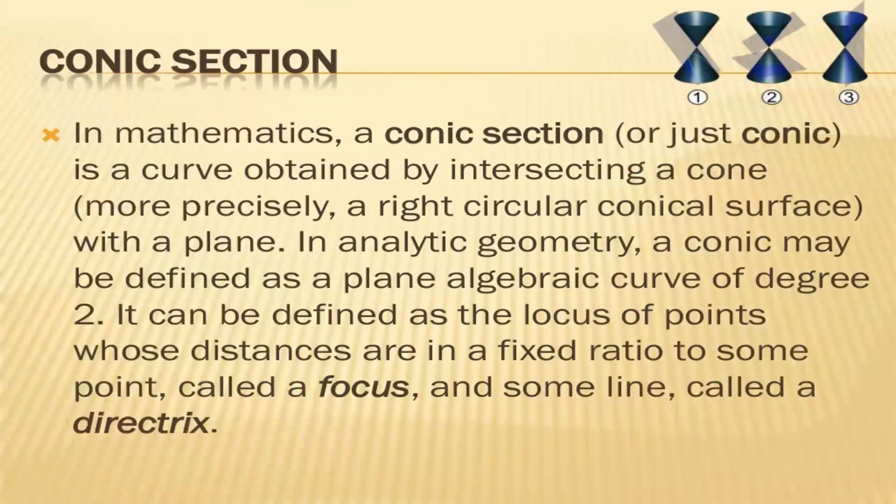In mathematics, a conic section, or just conic, is a curve obtained by intersecting a cone, more precisely a right circular conical surface, with a plane. In analytical geometry, a conic may be defined as a plane algebraic curve of degree 2. It can be defined as the locus of points whose distances are in a fixed ratio to some point called the focus and some line called the directrix.